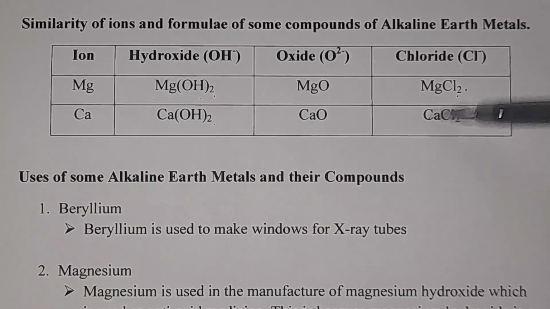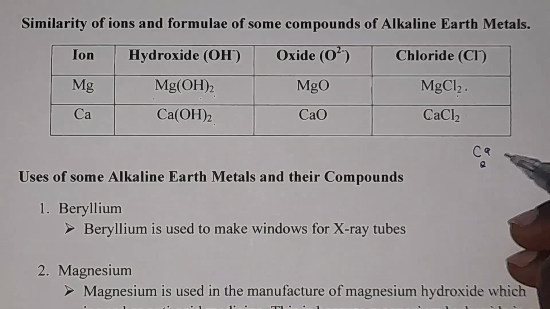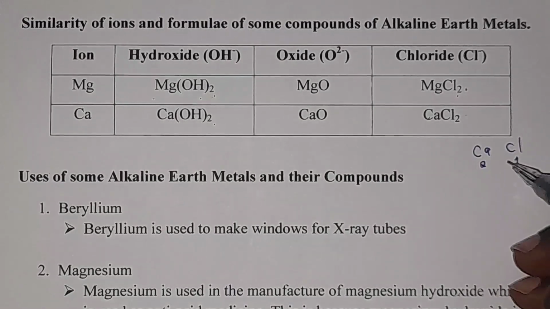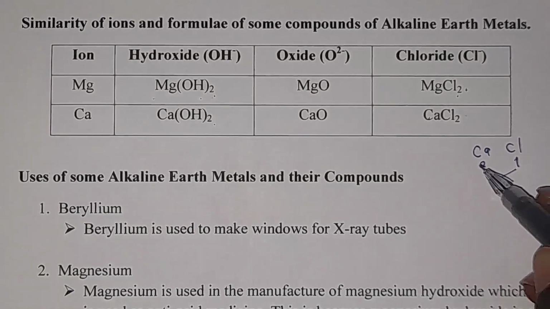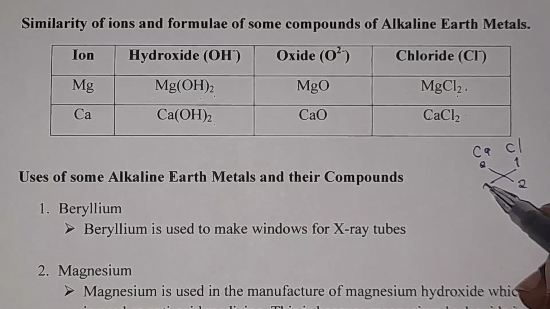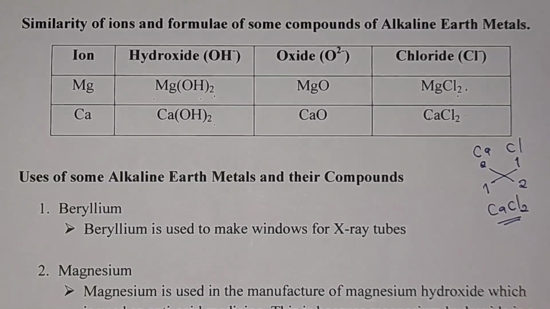Calcium has a valence of 2, chlorine has a valence of 1. So they are going to exchange, or we are going to cross, or interchange the valency. So the 2 will come this side, and the 1 will go that side. So the formula will be Ca1, we don't write 1 in chemistry, then Cl, then we are going to write 2. That's how we are going to write calcium chloride.